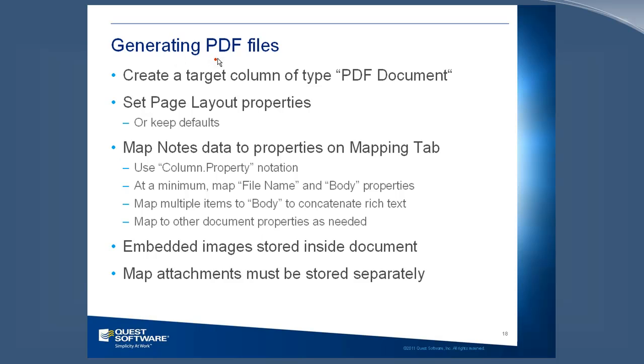For PDF files, it's very similar. It's actually a little simpler even. You can create a column of type PDF document. There's a few properties you can set for controlling the page layout, but usually you'll just keep the defaults. And you don't have a concept of a custom template for PDF. We're just generating plain PDF documents. And so it has that same notation of mapping to column.property and so on.